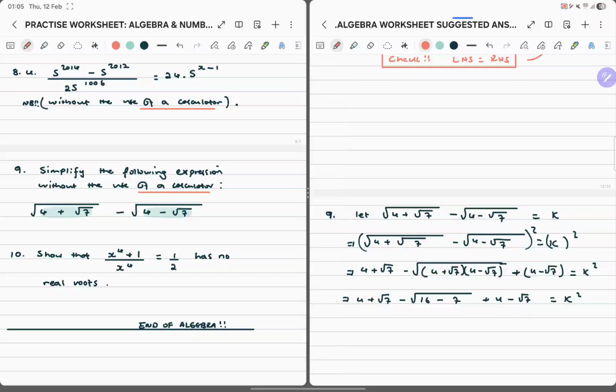Now we have things that are going to take place. This guy takes that, and then this guy, and that adds up nicely. 4 plus 4 is 8. And then we've got 16 minus 7, that's 9. Square root of 9 is 3. So this is minus 3 equals k squared. 8 minus 3. What am I saying?